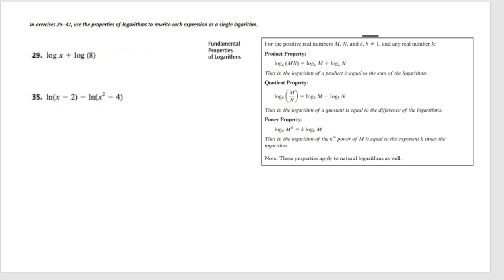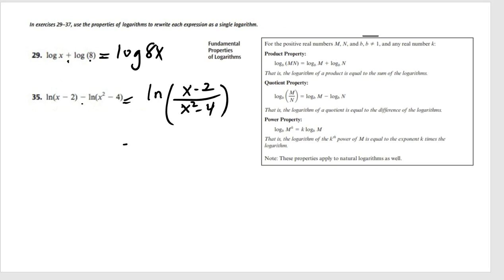So problem number 29, you can see it's addition. So I can rewrite this as log of 8x, because I just multiplied the 8 and x. The next one is subtraction, so I can use my quotient property and say x minus 2 over x squared minus 4.